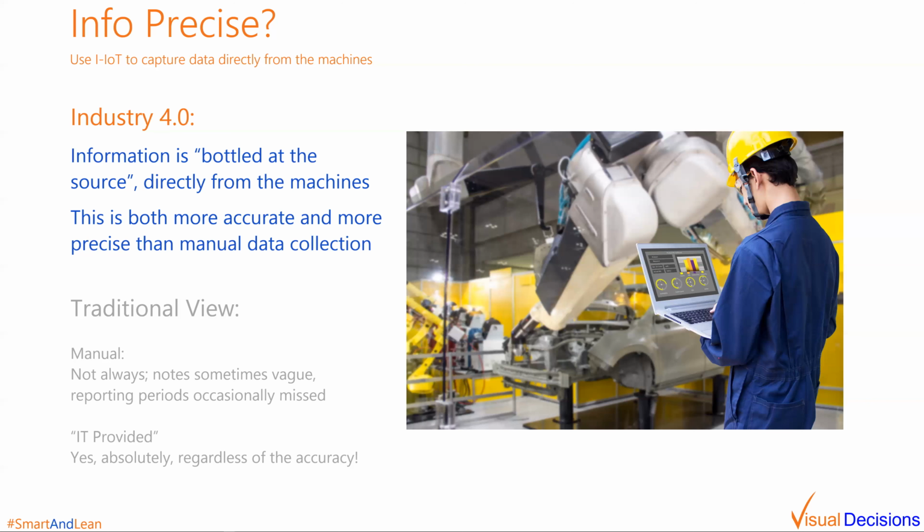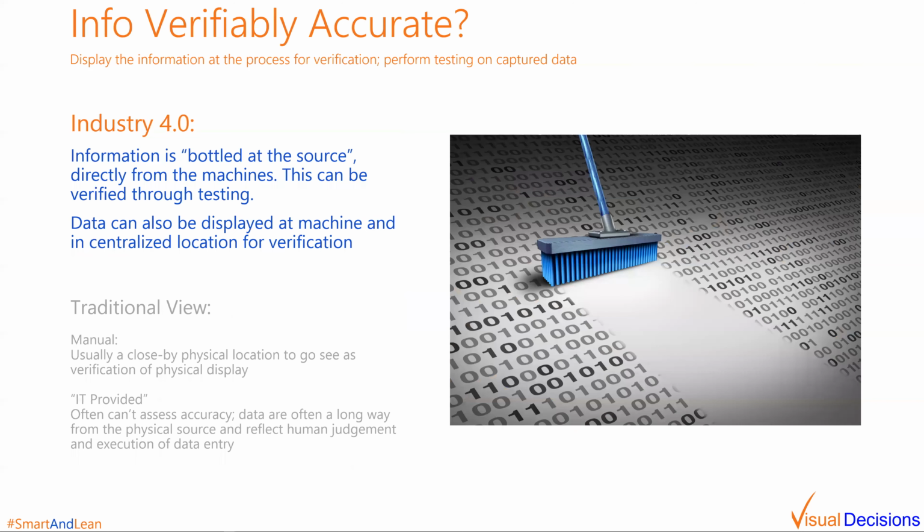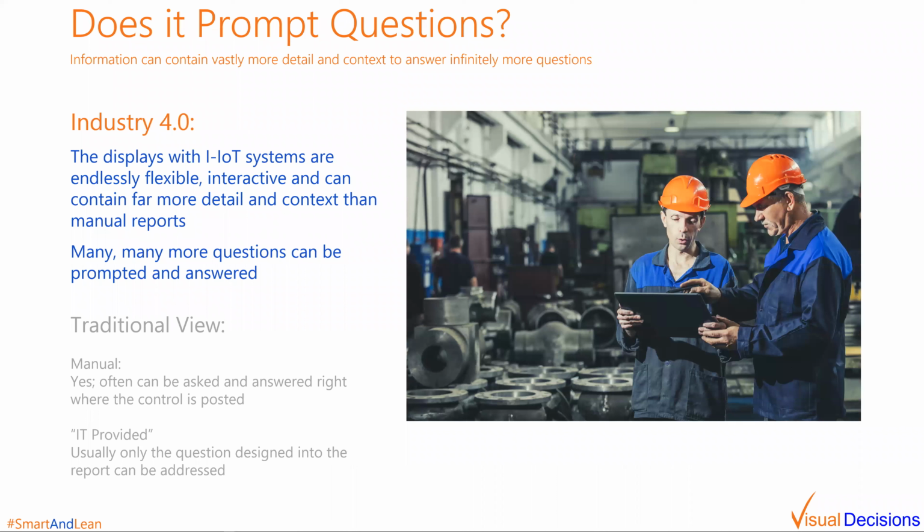There are a number of different reasons why the precision of the information is going to be better, as well as the accuracy of the information coming from these Industry 4.0 systems. And because we have the ability to occasionally verify the accuracy of the data from these systems, as long as we do that on a periodic basis, we should have confidence that the information being displayed at any given time is accurate as well.